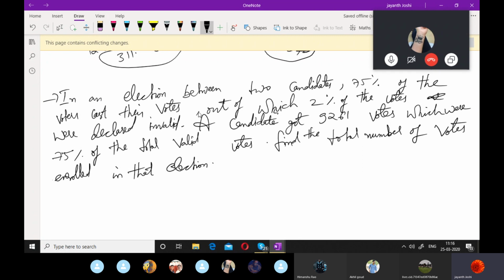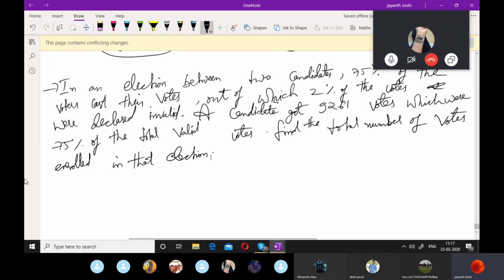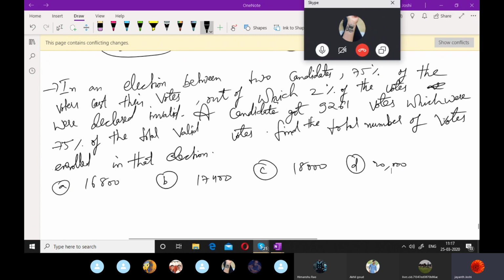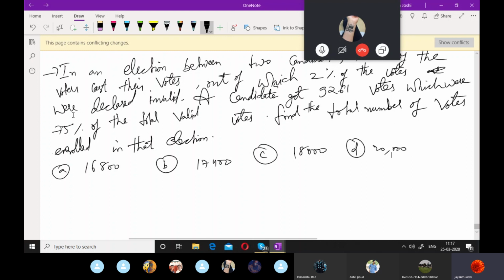So they have given 4 options. Now this question, let us see how we can go for. Option A is 16,800. Option B is 17,400. Option C is 18,000. Option D is 20,000. So this is the question given to you. Okay. So in an election between two candidates, 75% of the voters cast their votes. So find the total number of votes is what he is asking us.